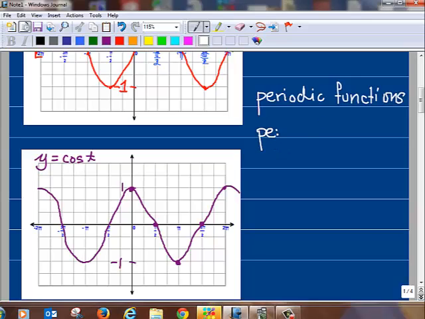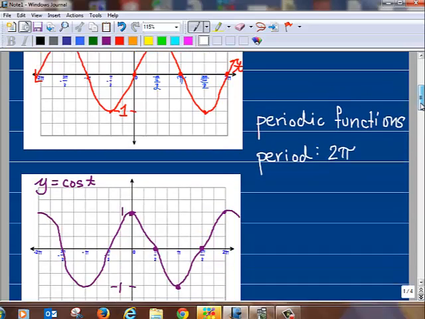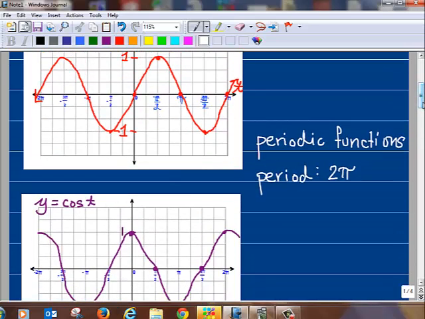We define the period of each as 2 pi. We can also talk about what we call the amplitude of both of these trig graphs. The amplitude is the height of the peaks and the depth of the valleys. In both cases, the maximum value of our function is 1, so the amplitude of both of these is 1.